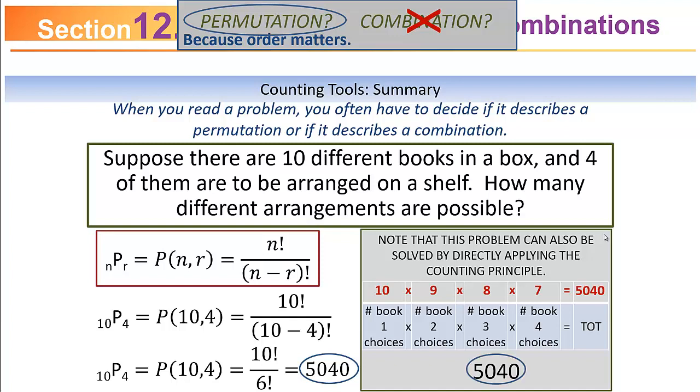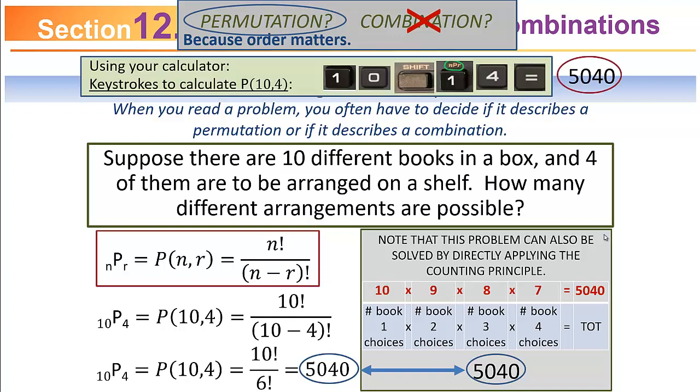So you could actually do that problem by the counting principle, and you'll find that to be true quite a lot. The counting principle is kind of a bedrock principle, and sometimes you can use it in place of using one of these other formulas if you really want to. But it is the same answer either way you do it. If you want to do that on your calculator, you type in 10, hit shift 1, which is the permutation, then you'd press 4, and that would give you 5,040.